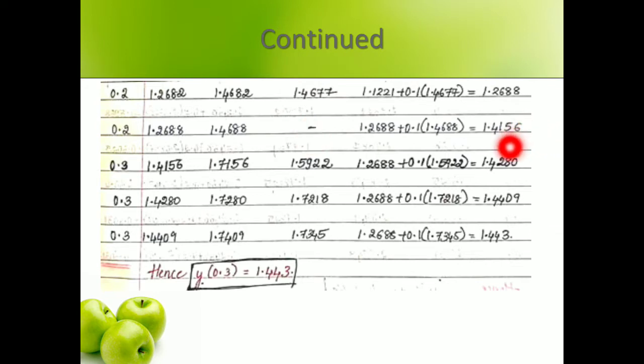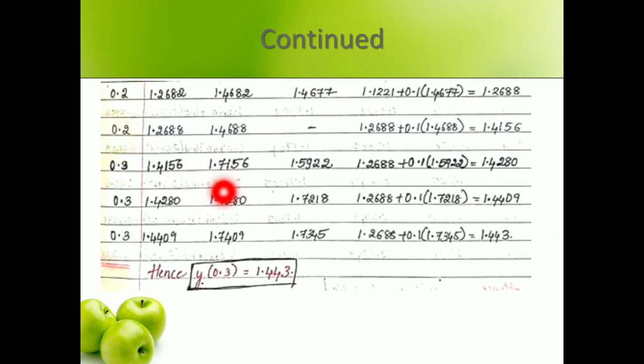So we can change the iteration here by not taking the mean value. Find out the new y value. This new y value should be carried in the next iteration of 0.3. So the iteration goes on repeating till you get the new y value to be similar. For 0.3, new y value is 1.4156.